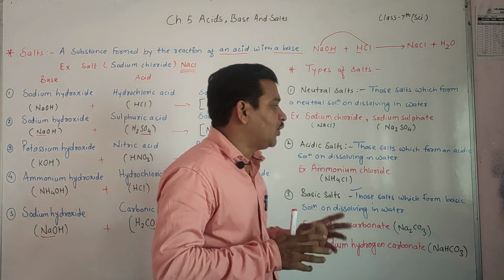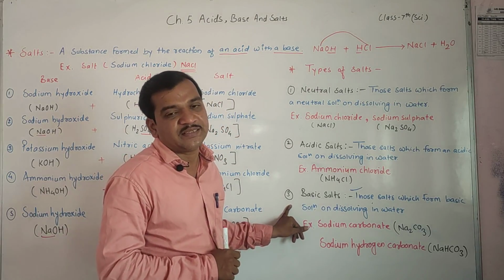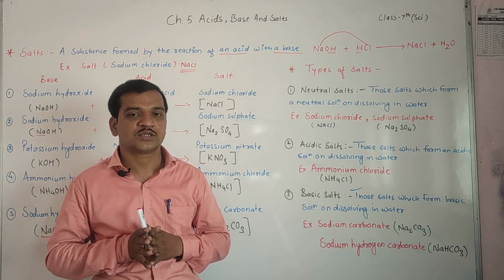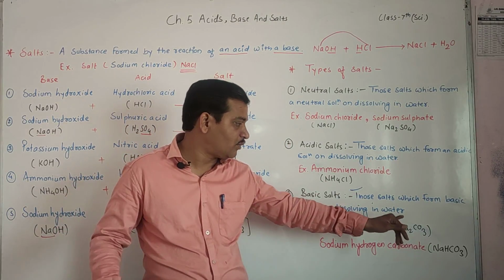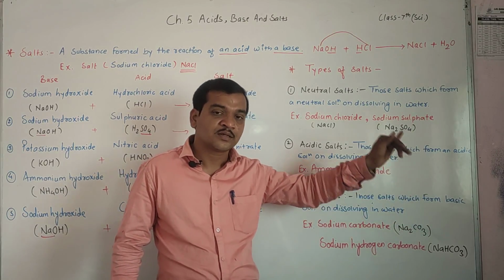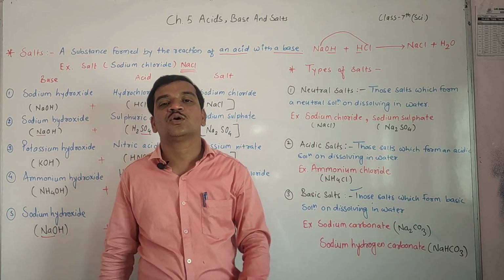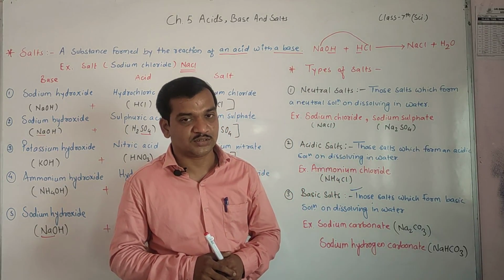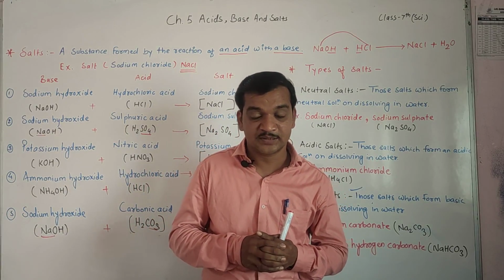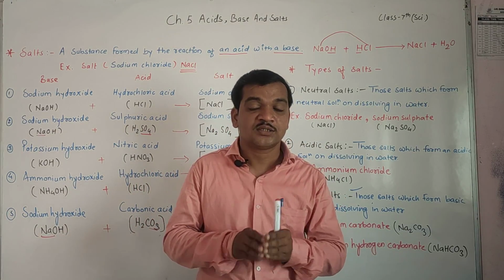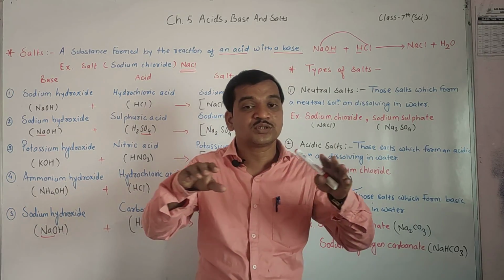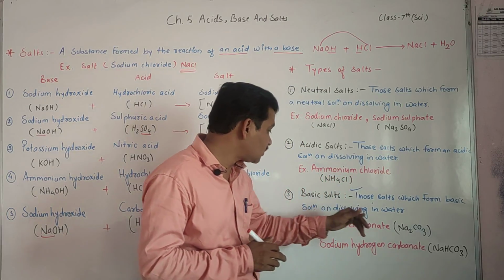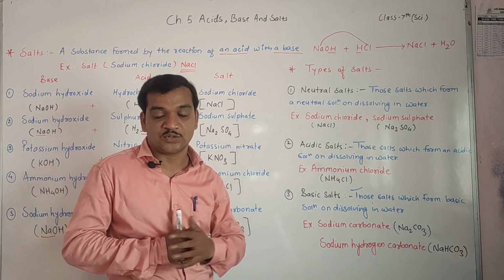Okay. Now next type, that is basic salt, students. Now basic salt is what? So what is the definition of basic salts? Those salts which form basic solution on dissolving in water. Those salts form basic solution on डिजॉल्विंग इन वाटर। इसका मतलब जो ऐसे सॉल्ट जब वाटर में डिजॉल्व होते हैं तो वो सॉल्यूशन बेसिक बनता है। ओके, so this type of solution is called the basic salt solution.